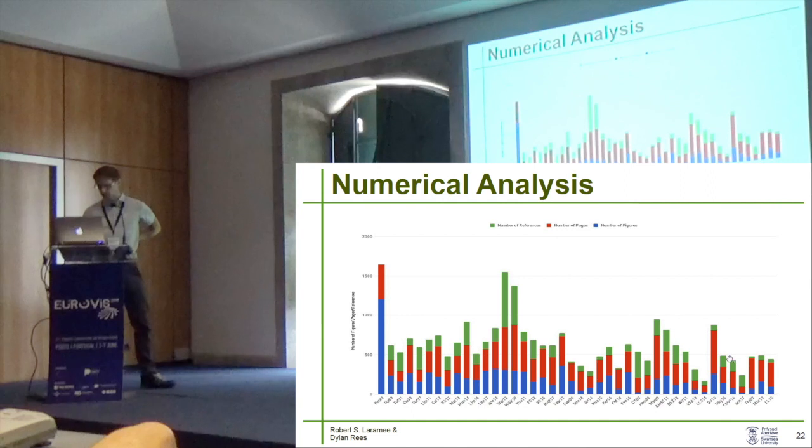Some of the lower number books here, I think this one was a SpringerBriefs book, so it was designed to be a lot shorter, so that stands out a bit. It's just interesting to see the spread of the number of pages, figures and references across the books.